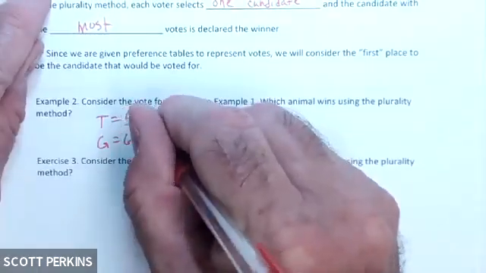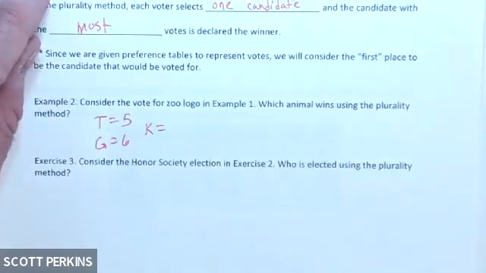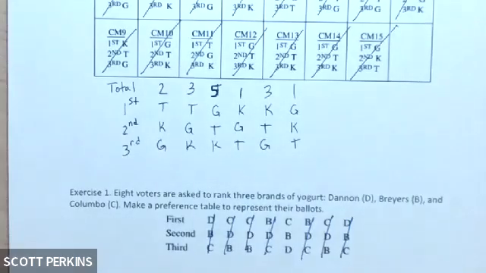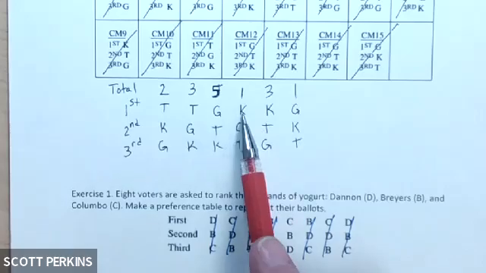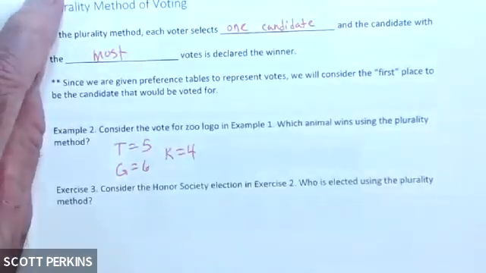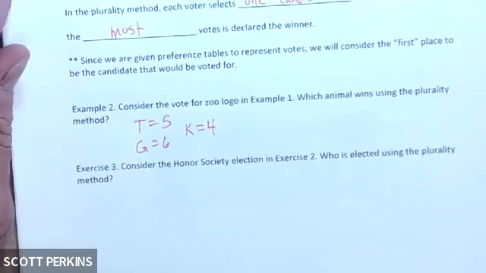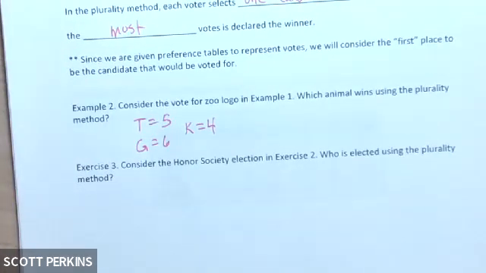And then last but not least, the kangaroo. When I go back to the table, the preference table I made, how many people voted for kangaroo? Okay, 1 here, 3 here, for a total of 4. Everyone see where those numbers came from? If you see where those numbers came from, there's nothing really I can do on the plurality method.